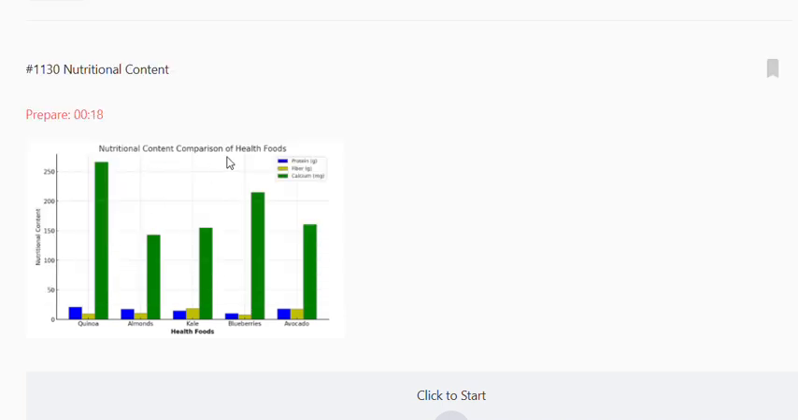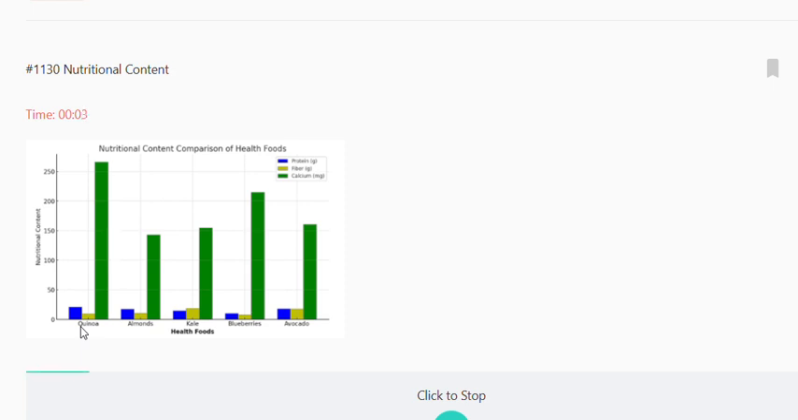Nutritional content comparison of health foods: protein, fiber, calcium. Nutritional content. Okay. Nutritional content: quinoa, almonds, kale, blueberries, avocado. Quinoa, highest calcium.